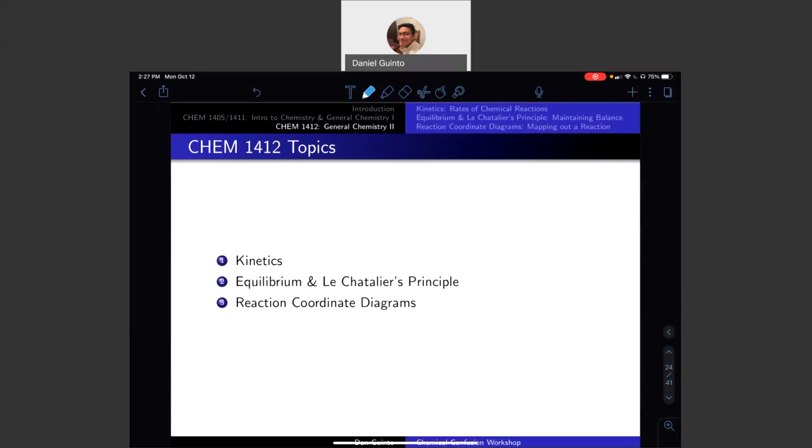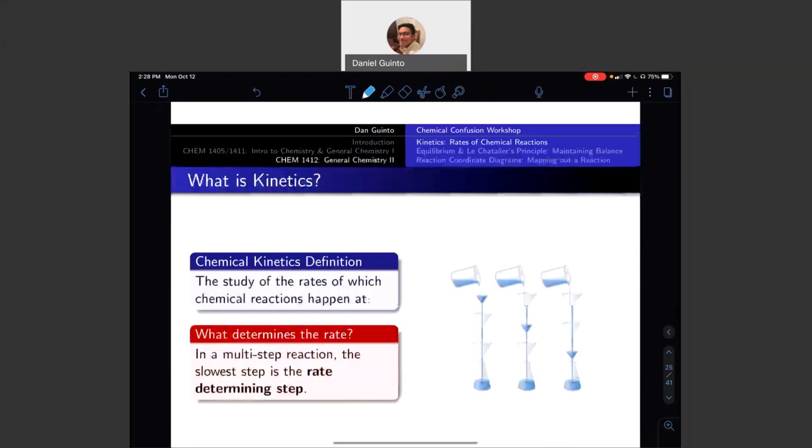So there are four topics that have to be covered before we move to organic chemistry, but we're only going to cover three, because these three have been stressed to me as the ones that students tend to struggle with when they actually take Gen Chem 2 or move on to organic chemistry 1. So these three topics we're going to cover today are kinetics, equilibrium and Le Chatelier's principle, and reaction coordinate diagrams. So moving on to kinetics.